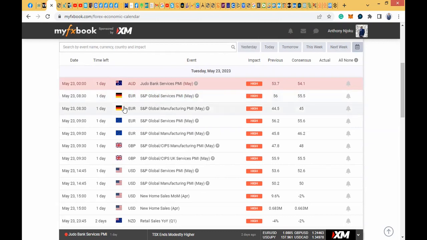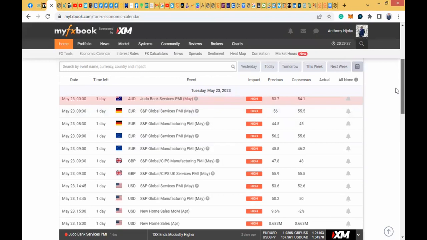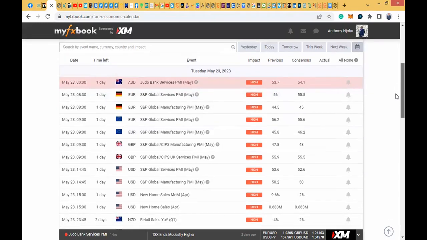on Tuesday, we see that this news, S&P Global Service PMI, has high volatility to push the market to the upside. That's it for Euro.